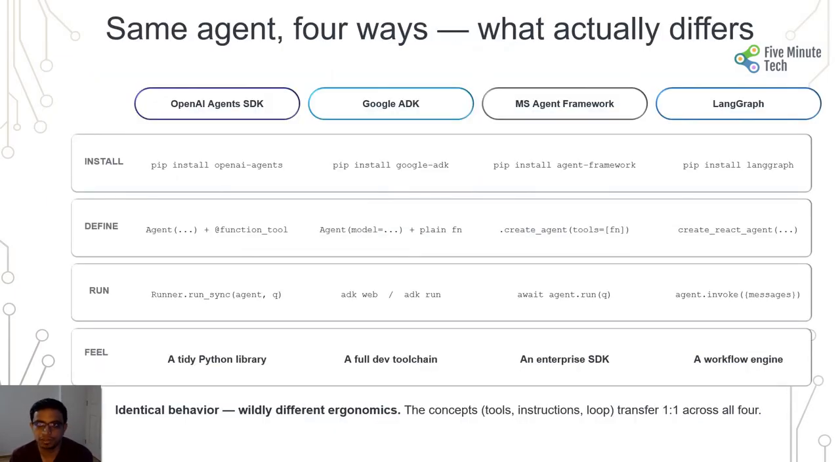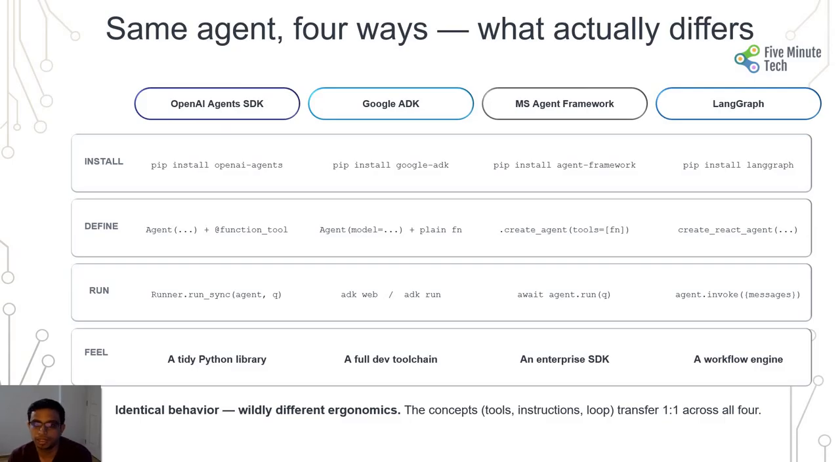Now, same agent, four different ways. What actually differs? We talked about the different ways we can write the same agent. For install, OpenAI SDK, pip install openai-agents. Google ADK has your pip install google-adk. MS Agent has pip install agent-framework, and LangGraph has pip install langgraph. We define agents and we call the function tool in OpenAI agents, whereas in Google ADK we define the agent and call the plain function. In MS Agent we create the agent with tools as functions. And in LangGraph we have create React agent as we saw in the code block.